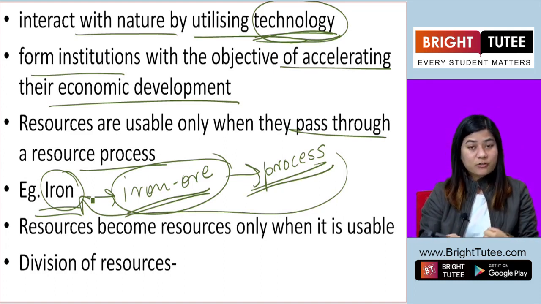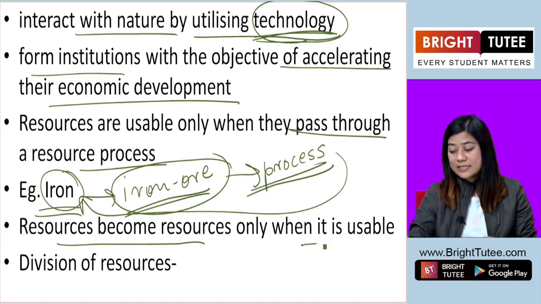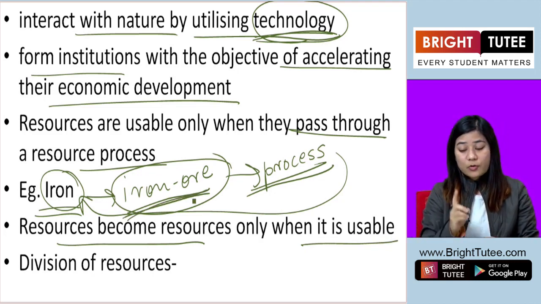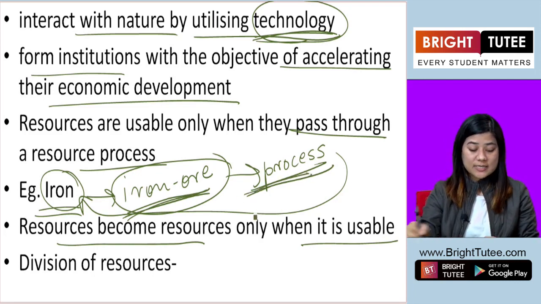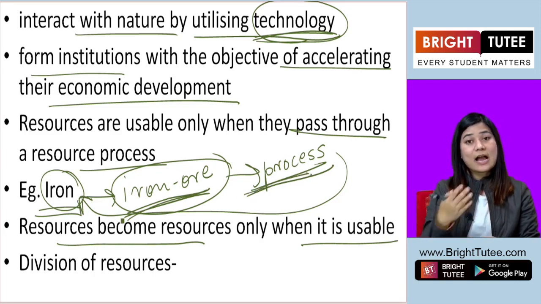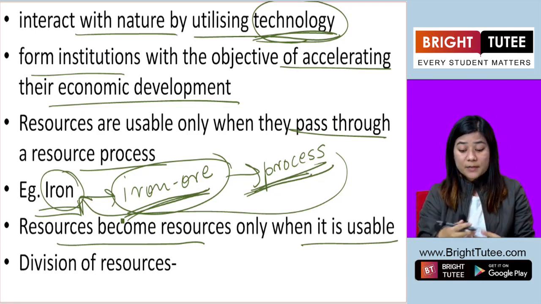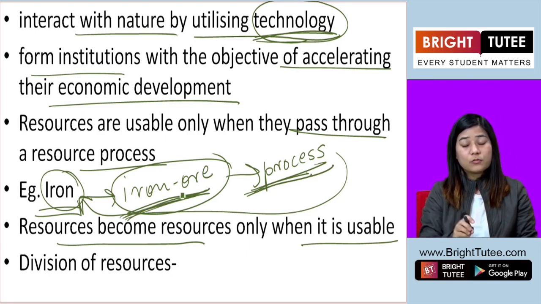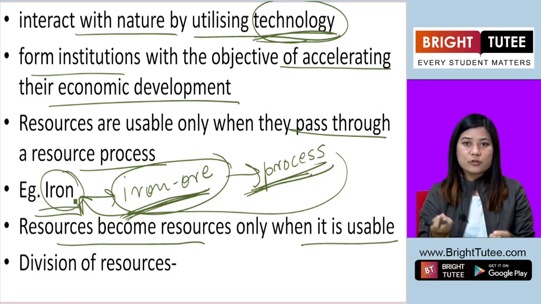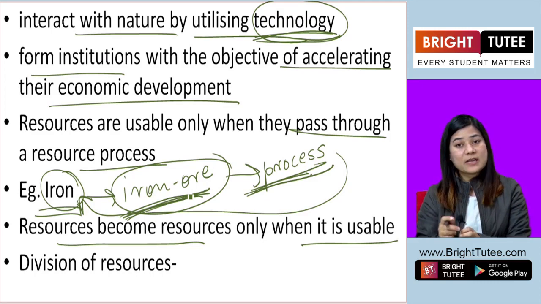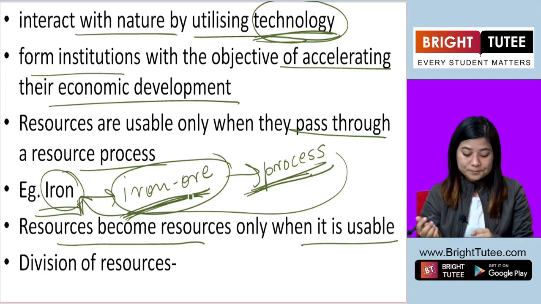Okay, so resources become resources only when they are usable. Iron ore becomes a resource only because after it is processed and made into iron, that iron is usable. That iron can be used by human beings. But if this iron ore would not produce iron and that iron would not be of any use to us, then the iron ore would not have been a resource. So a resource becomes a resource only when it can be used by human beings.